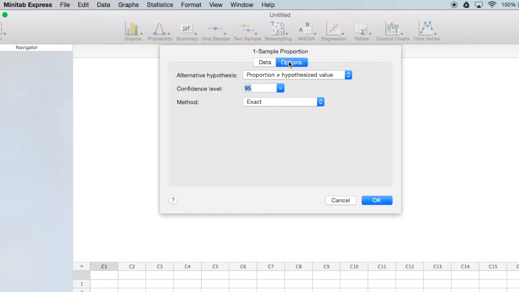Under options, we need to change the alternative hypothesis. Recall, our research question was whether the population proportion was less than 0.50. This is a left-tailed test. N times p and n times 1 minus p were both greater than or equal to 10, so we're going to use the normal approximation method.